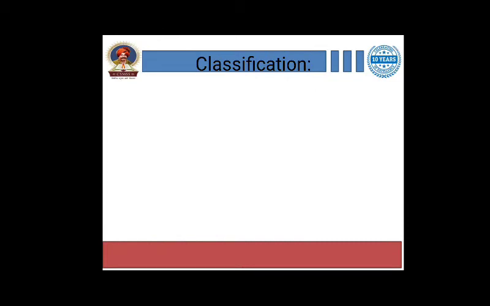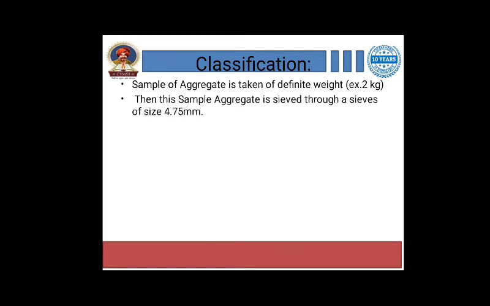So first of all we will see the major classification based on the size and how to classify the aggregate based on the size. So take a sample of aggregate of 2 kg. It means we are taking this as an example. Then the sample aggregate is sieved through a sieve of 4.75 mm. The weight retained, it means suppose that the retained weight is 1 kg and weight passing is 1 kg.